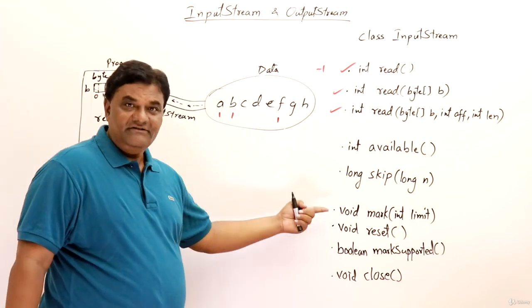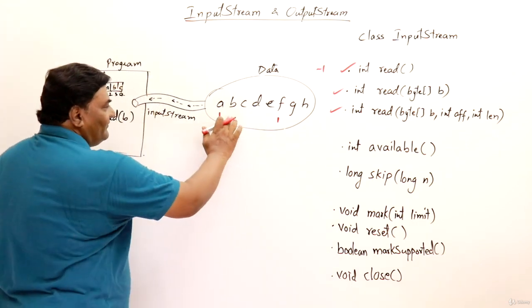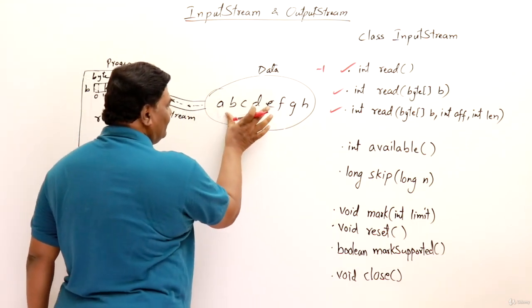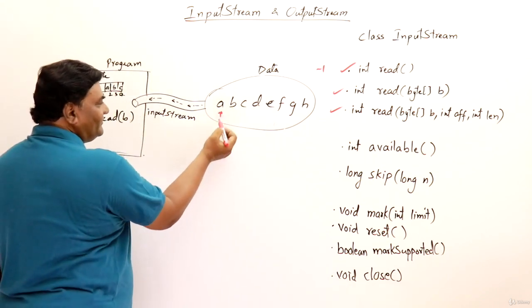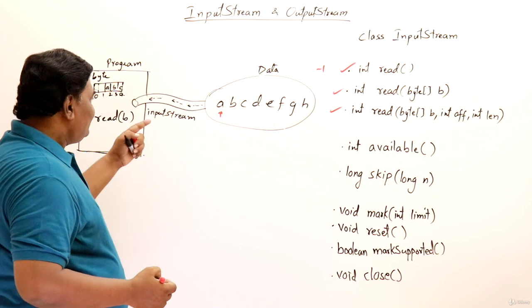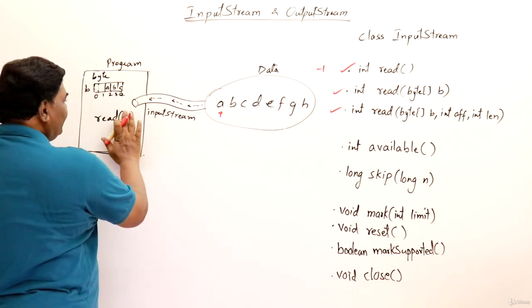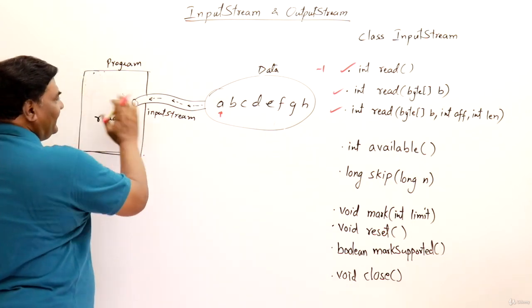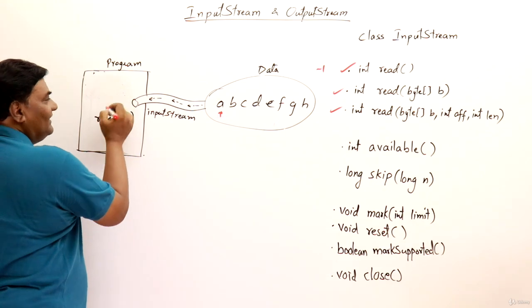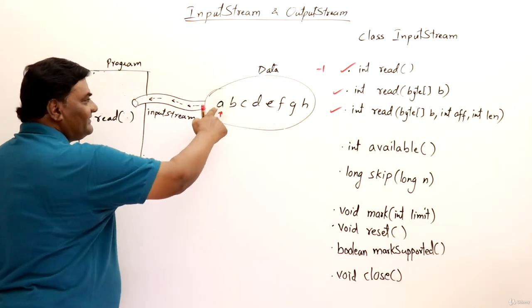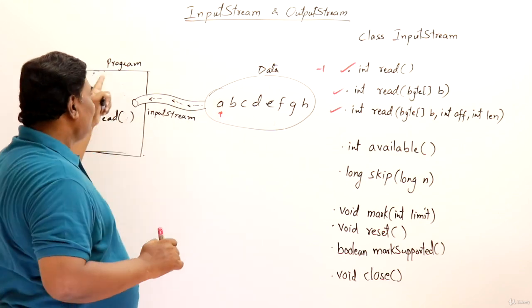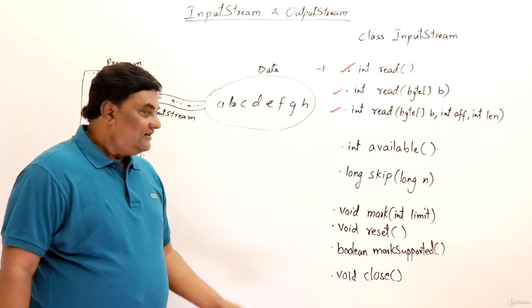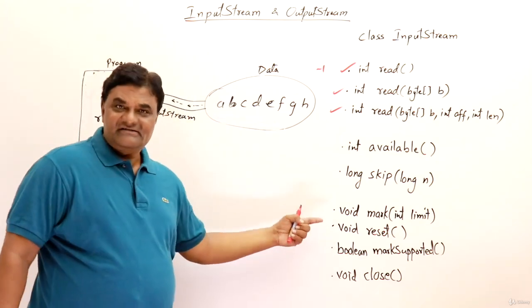The next, these three are related. I will show you this one. First one is mark. Suppose right now you're on this position, on this alphabet. As I said, once you say read, you have consumed a byte. That byte will come inside, and it is not there in this stream, not there in this resource. This is gone. It is there inside the program. But now these three methods, they are related.